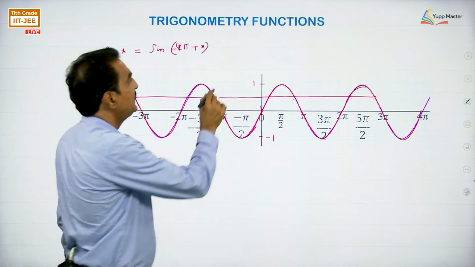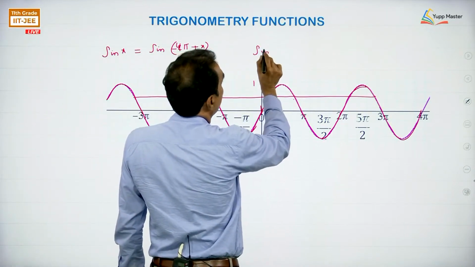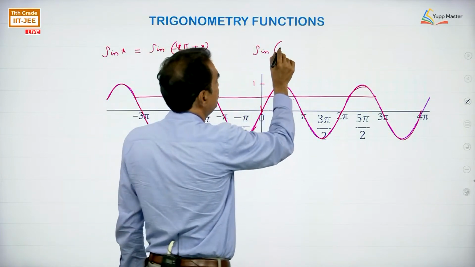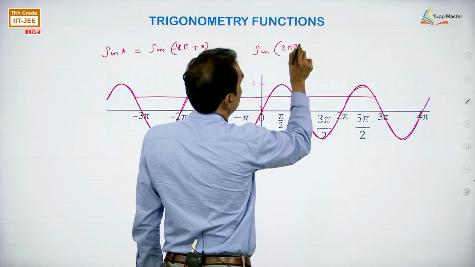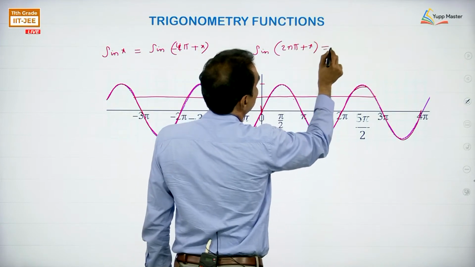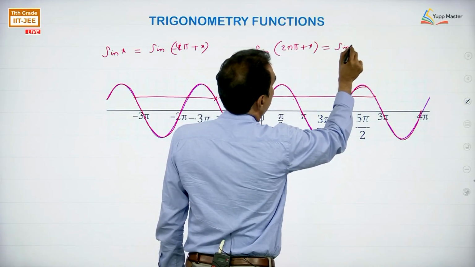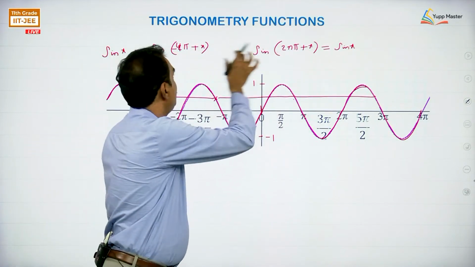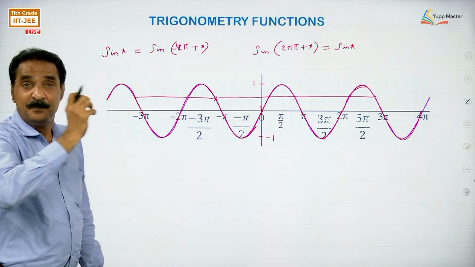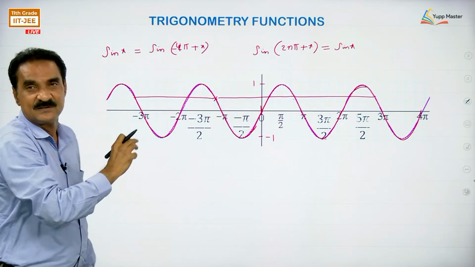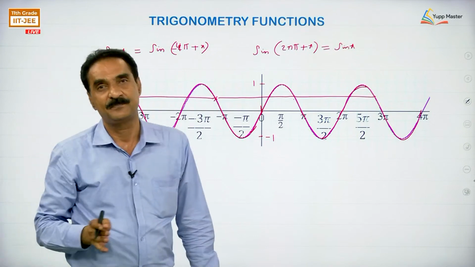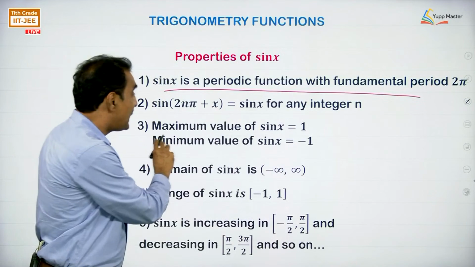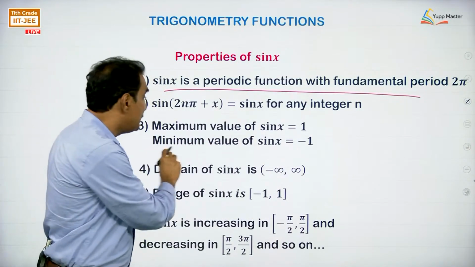So, sin of some integer n into 2 pi, that is sin of 2n pi plus x, will be equal to sin x. This is one important point. If you add any number of periods to the value of x, the value of the function remains same. Okay. Now, next point, the maximum value of sin x is 1 and the minimum value is minus 1.